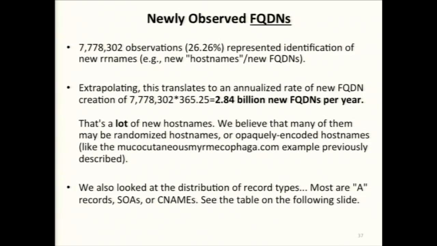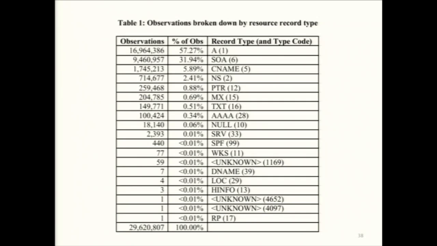But we also wanted to take a look at data types. Of all the changes, of all the things that were new, where was most of the change? And here, when you look at SOA changes, this does not include serial number changes. This was something else about an SOA. And what this mostly was a new SOA that we hadn't seen before. SOA is a start of authority. It's the thing at the top of a zone that tells administrators and other name servers how to handle that zone.